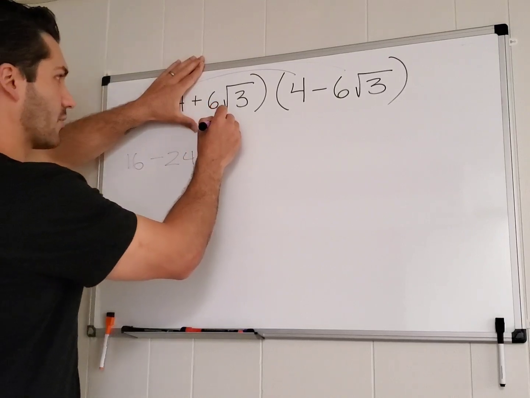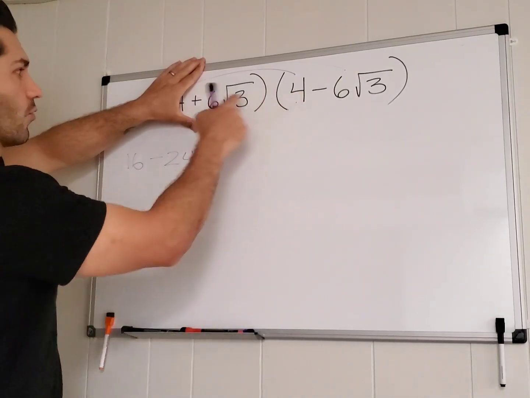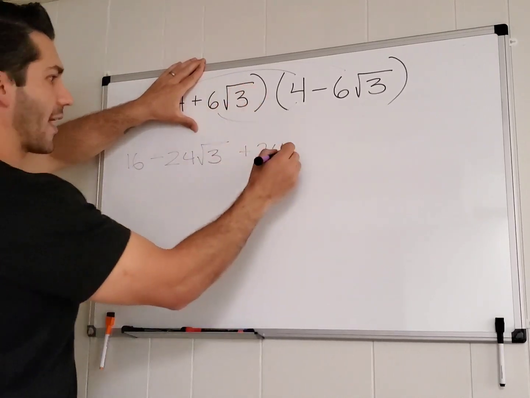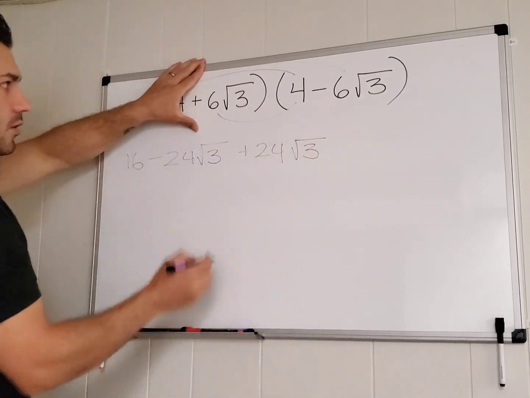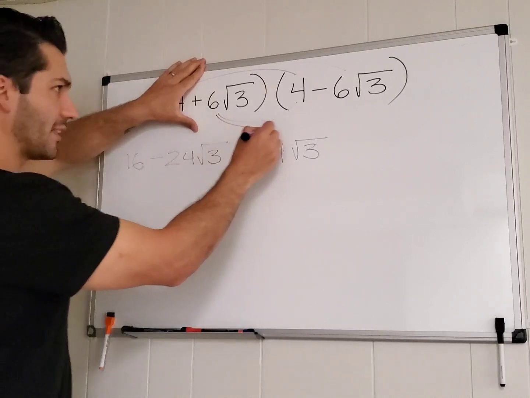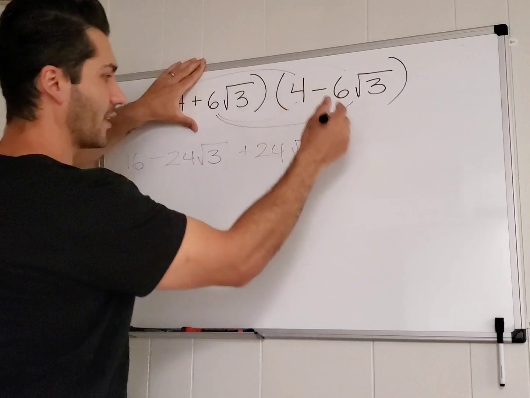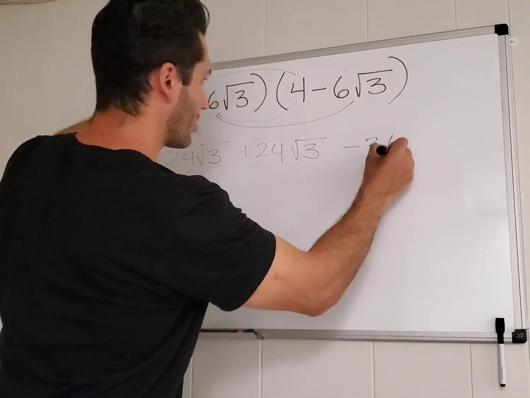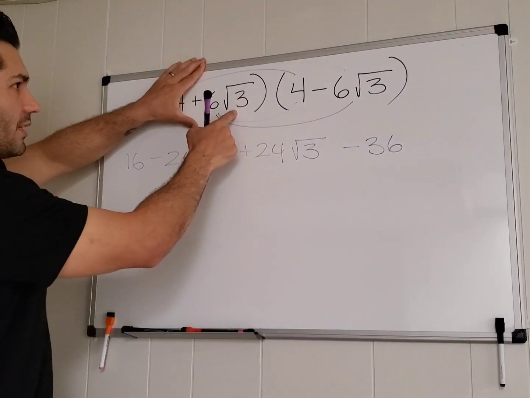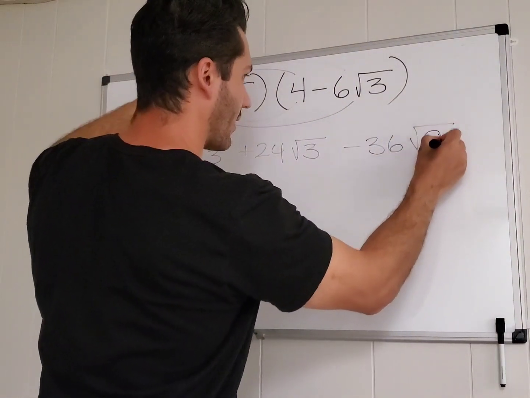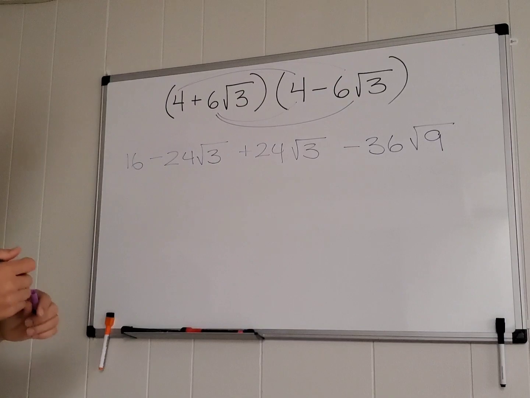6 radical 3 times 4. I could do 4 times 6. That's a plus 24. Radical 3 is just radical 3. 6 radical 3 times negative 6 radical 3. Positive 6 times negative 6 is a negative 36. Radical 3 times radical 3 is a radical 9. And maybe there you might realize what's going to happen.